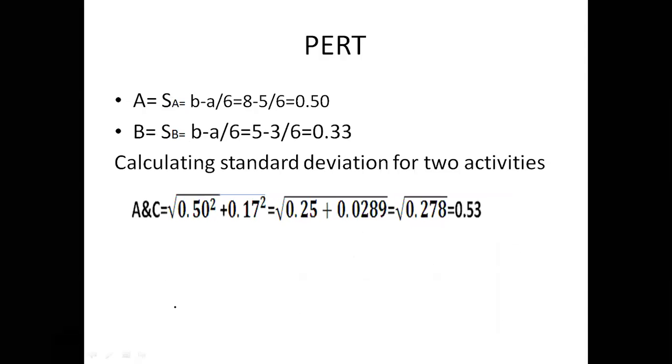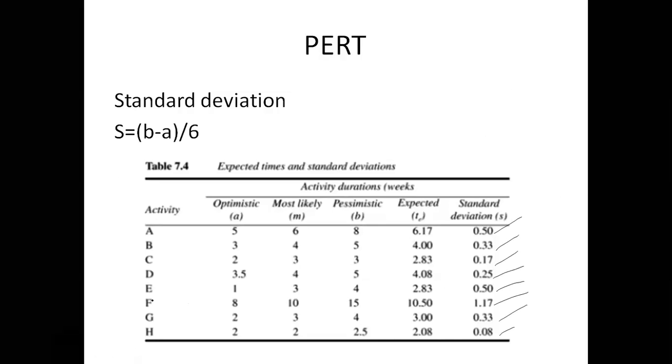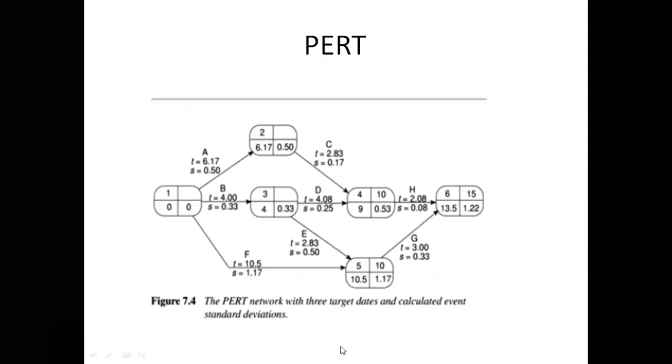Okay. So the activity standard deviation is proportional to the difference between the pessimistic time and the optimistic time. So after calculation is performed on all activities, this is the table with the expected time and standard deviation. Okay. After calculating the standard deviation values, we have to write them in the above PERT network with the TE values and the standard deviation values.